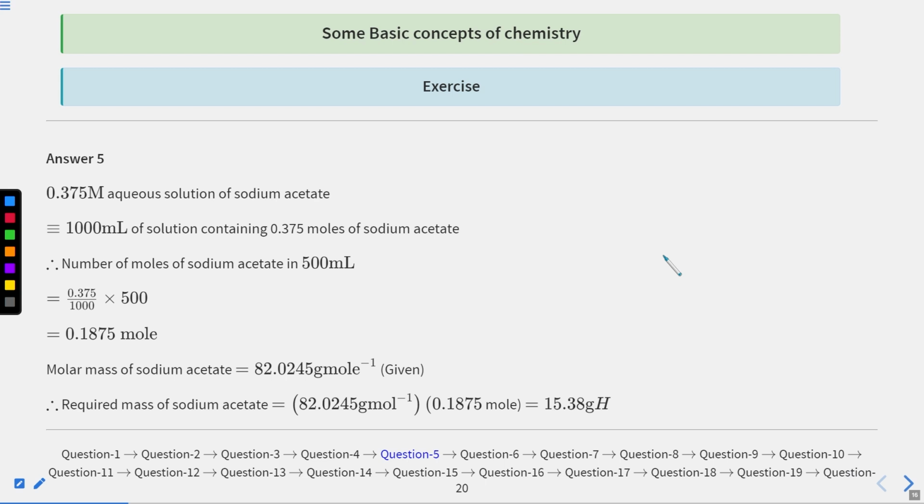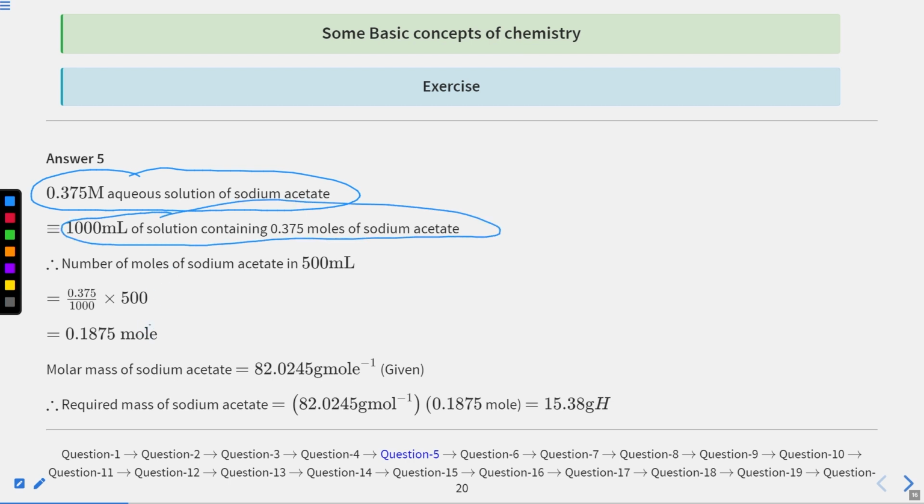Is this clear? So let us see the solution. So 0.375 moles of sodium acetate, that means 1000 ml. So if you are multiplying this with this, then we will get, so we are again multiplying the same thing, right? So do not get confused.